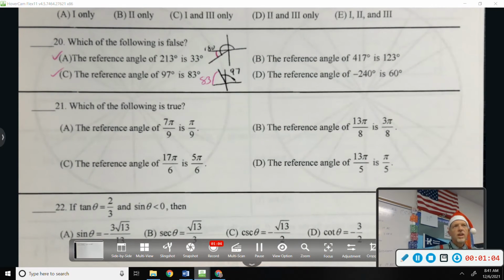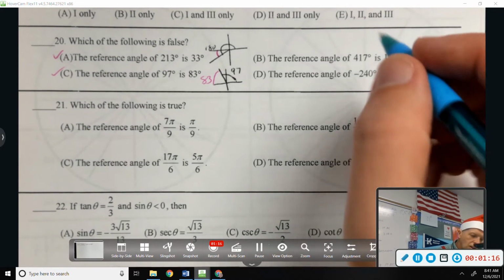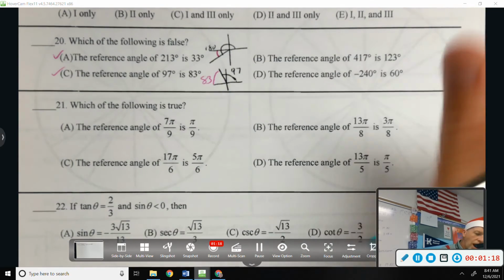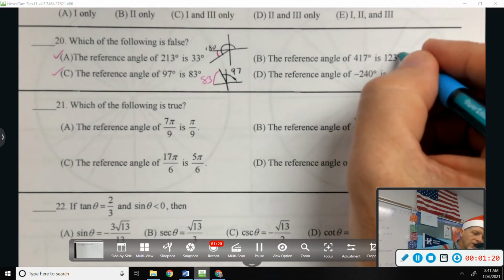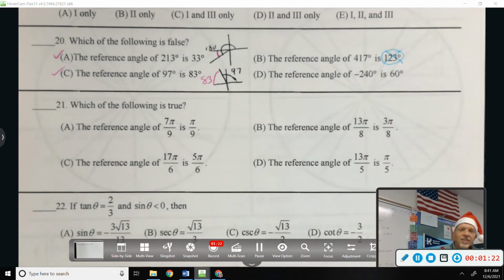Would the reference angle also be 7, or is that? No, it's always to the x-axis. The reference angle is always, always, always to the x-axis. In fact, looking at answer choice B, because the angle to the x-axis is always less than 90, there's no way that's right. Reference angle is always going to be less than 90.